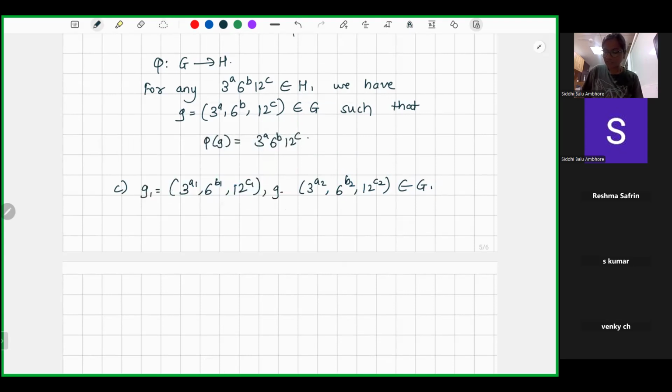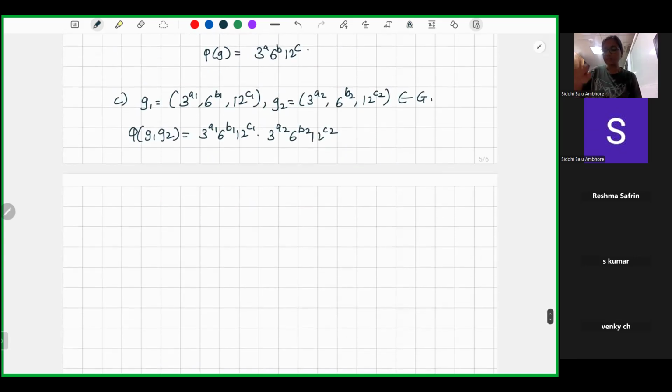This is G1 and this is G2. Then phi of G1 into G2 is 3 power A1, 6 B1, 12 C1 into 3 power A2, 6 B2, 12 C2. And since we are in Q star, which is abelian, we can just shuffle and we get phi of G1 G2 is 3 of A1 plus A2, 6 of B1 plus B2, and 12 C1 plus C2.